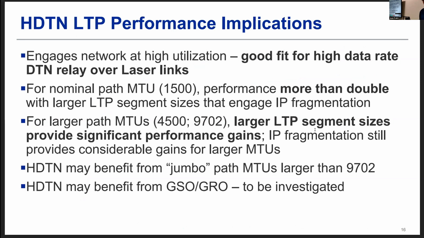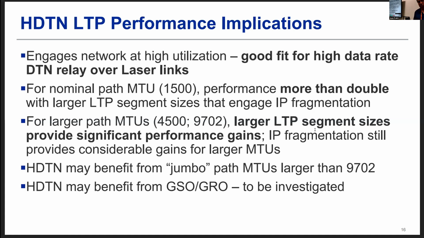So what we take away from this is that the HDTN LTP performance implications are that HDTN engages the network at high utilization. So we believe it makes a good fit for high data rate DTN relay over laser links, where we need to get the maximum throughput out of our expensive links. For nominal path MTUs like 1500 bytes, performance is more than double with larger LTP segment sizes that engage IP fragmentation. For larger path MTUs, the 4500 and the 9702, the larger LTP segment sizes provide significant performance gains, and IP fragmentation still provides considerable gains for larger MTUs.